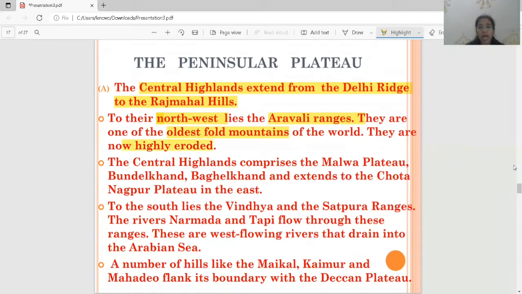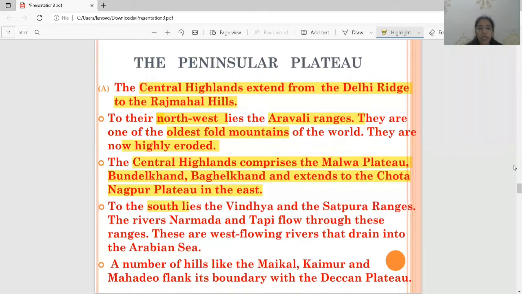Now, highly eroded means erosion is there, soil erosion. Soil erosion, you know, is the removal of topsoil with the help of wind, water and air. So in the northwestern part, the Aravalli range is there, the oldest fold mountains, and they are highly eroded. Central Highlands comprise your Malwa Plateau, Bundelkhand, Baghelkhand, and Chota Nagpur Plateau in the east.